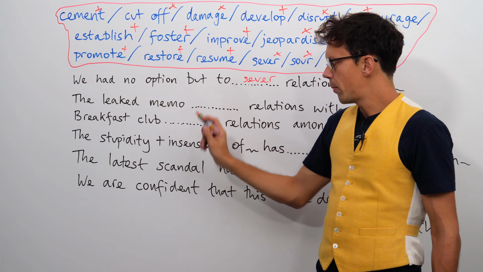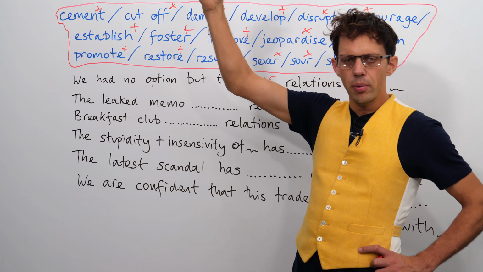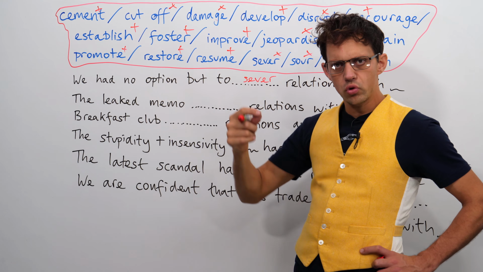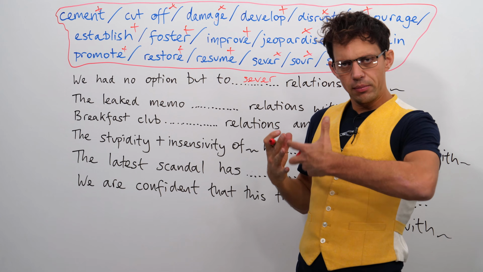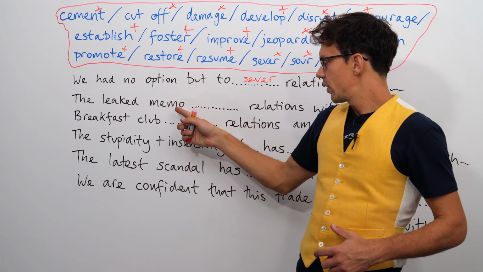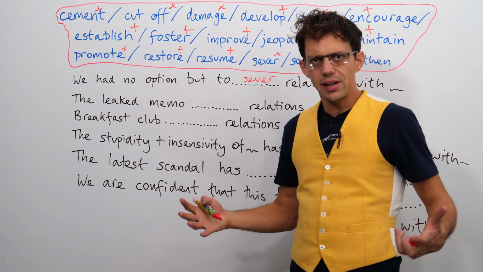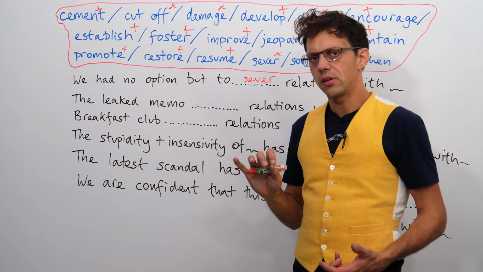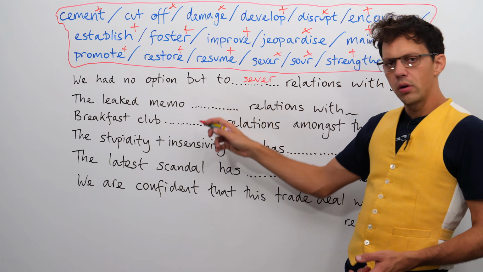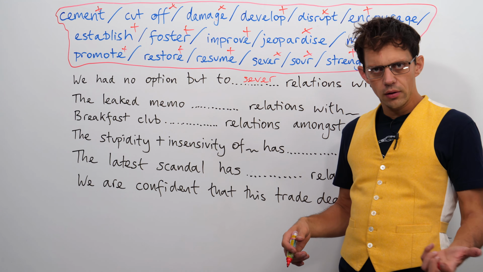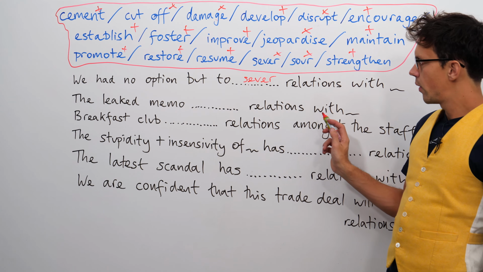The leaked memo. Now what does this mean? If there is a water pipe that has a leak, it goes drip, drip, drip. A memo is like short for memorandum. It means some information. Now, if some information is leaked, it means the public, the press, find out some information they shouldn't know about. The leaked memo. Is this a good thing or a bad thing happening? It's bad. Yep. The leaked memo, relations with.